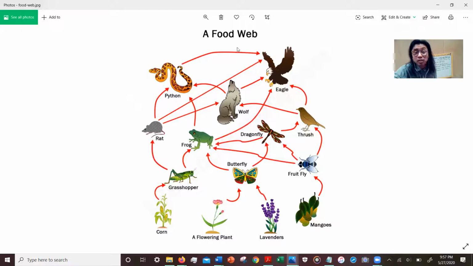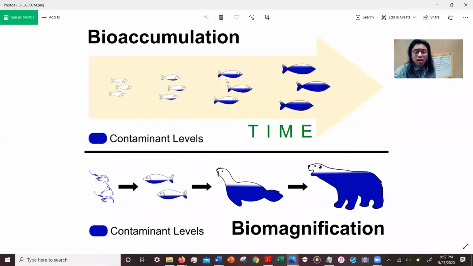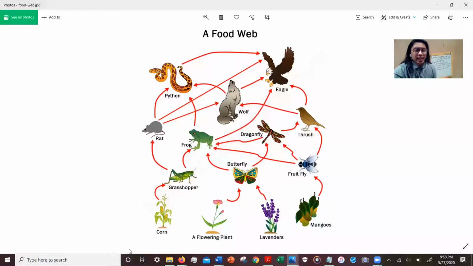That is called bioaccumulation. Biomagnification, on the other hand, is when the pollutants start at the lower trophic levels of the food web. This then accumulates through the trophic levels, and at the end, the organisms at the highest trophic levels have the most pollutants or the most harmful substances in them. So let's say radiation begins with corn here, and the grasshoppers then eat a lot of corn. That means the grasshoppers are getting more radiation than the corn because they're eating multiple of the corns.